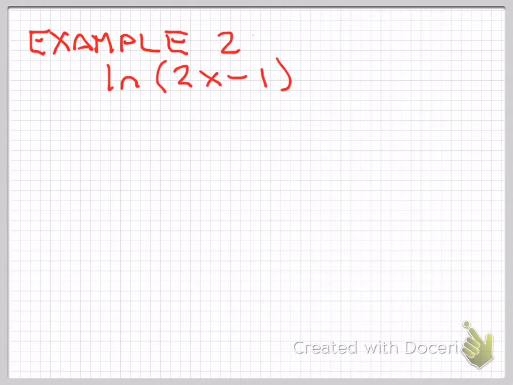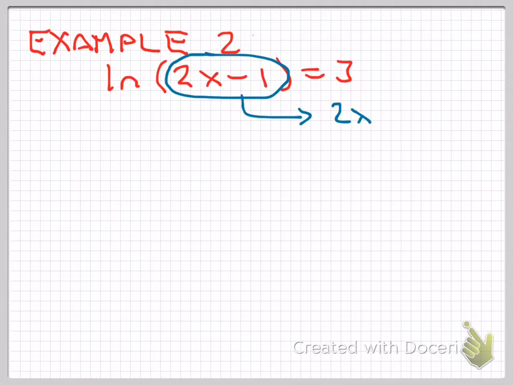Here's our second example. We have a natural log of 2x minus 1 equals 3. Before we get started, let's think about the domain of x in this equation here. Keep in mind that when you take the natural log of something, whatever you're taking the natural log of must be greater than 0. So keep in mind the domain here, that 2x minus 1 must be greater than 0. Whatever answer we get must be greater than 1/2. We're going to tuck that fact away in our pocket as we solve this one.